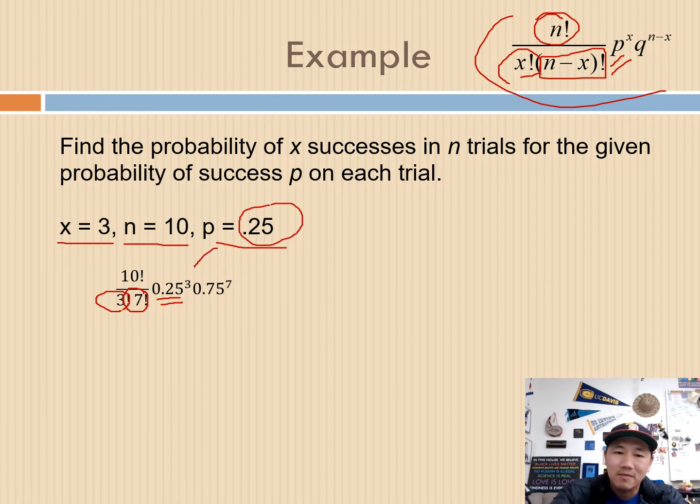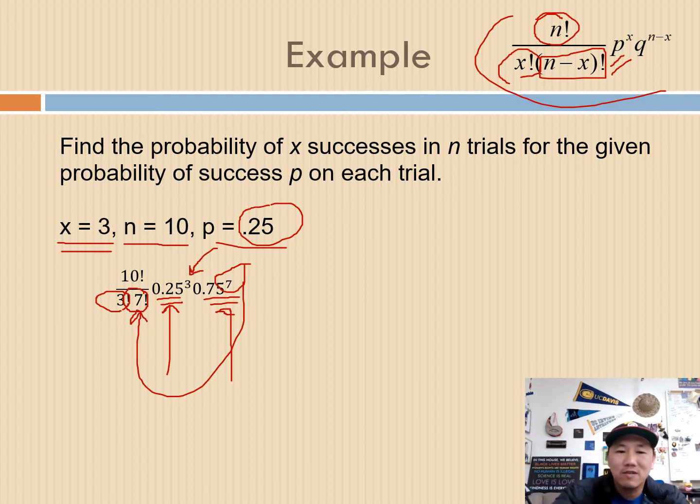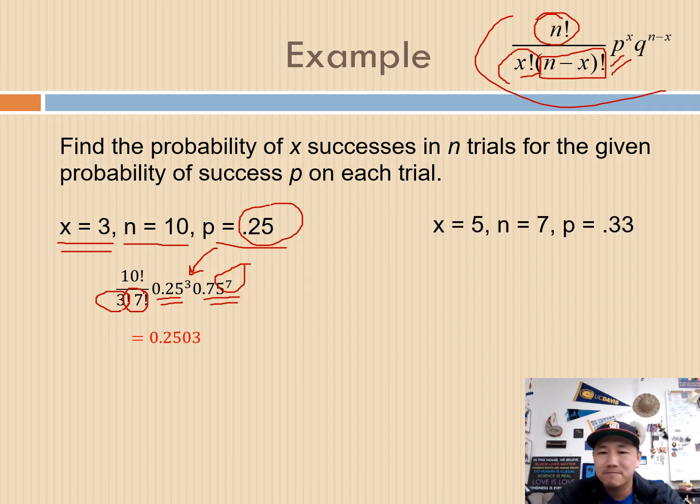And then how many times was it successful? 3 times. That's the one we wanted. And then this part, if 25% was successful, that means 75% must have been the probability of failure. And then how many times does that happen? 7 times. It matches this one right here. All right, and you just punch all of that into your calculator, and you should get approximately 0.2503.